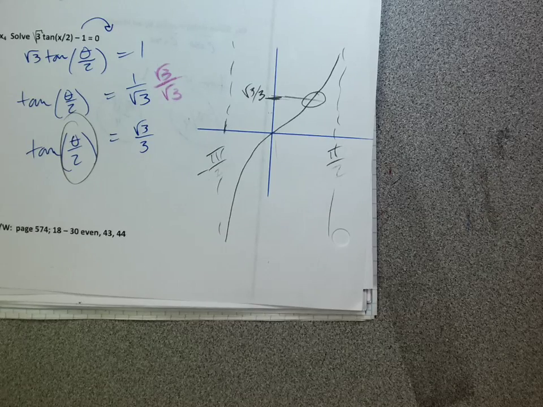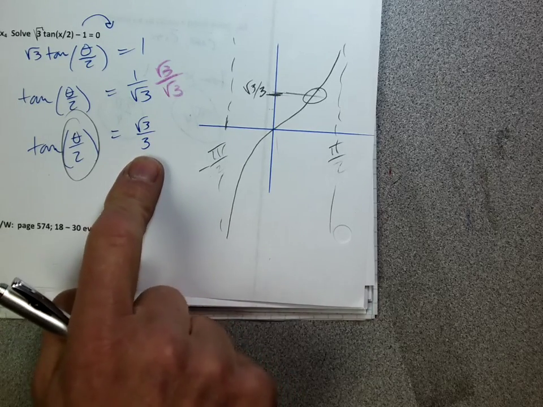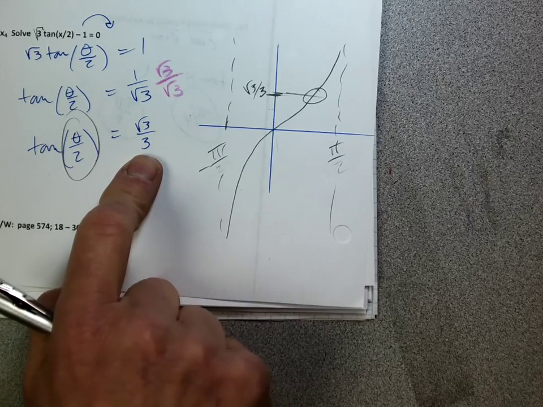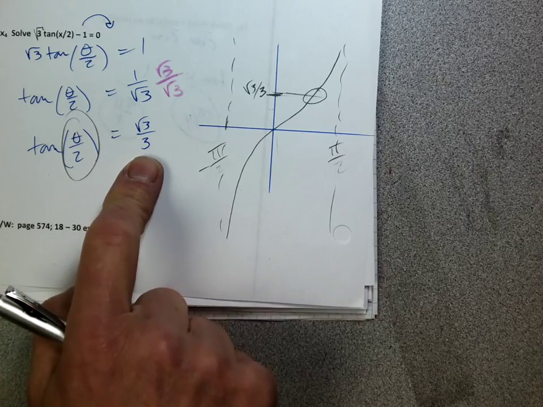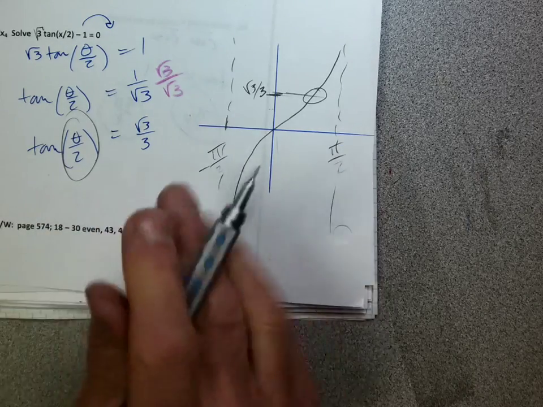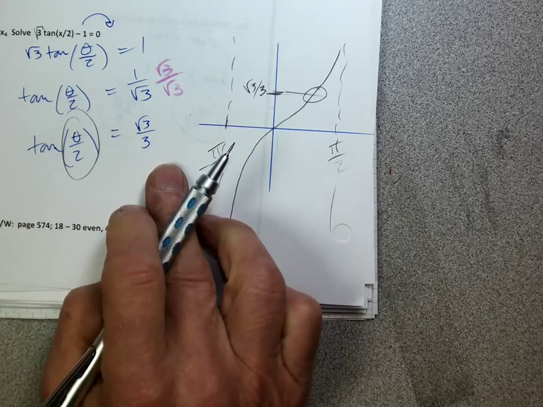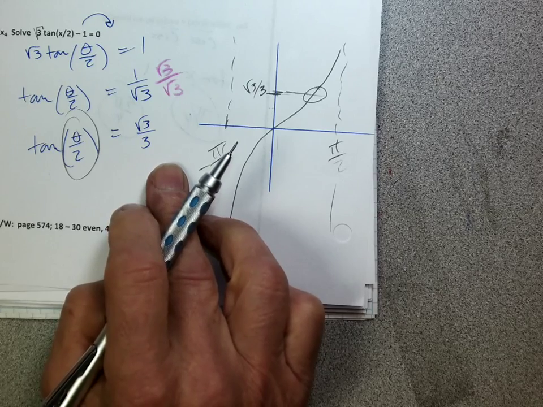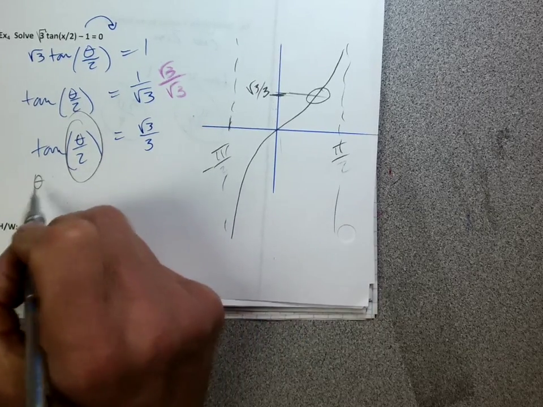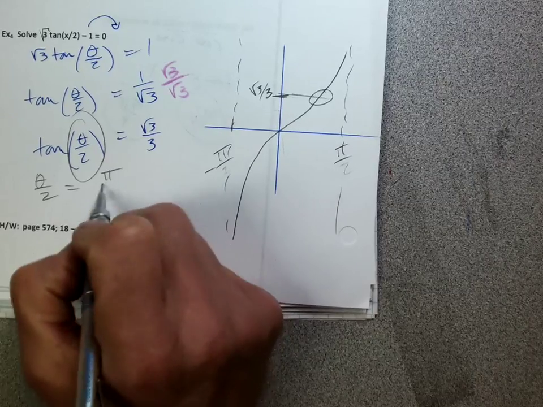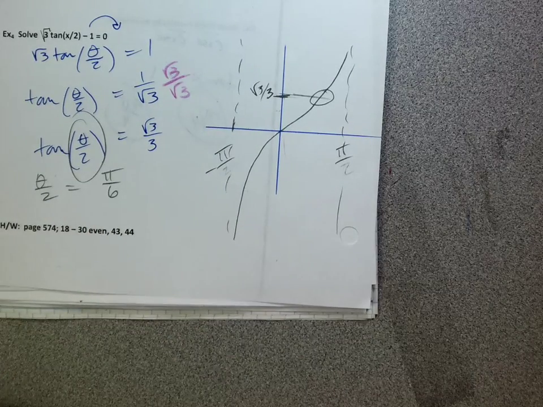So how do I get that one answer? Well, let's just go to the unit circle, all right? Square root of 3 over 3 for tangent puts me at pi 6. You guys agree? See the pi 6? So I've got theta over 2 equals pi 6. I was ahead of myself.